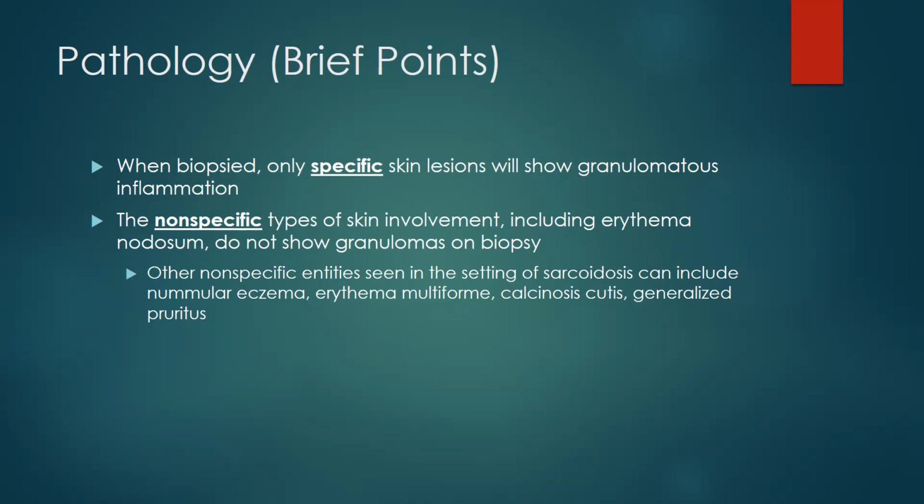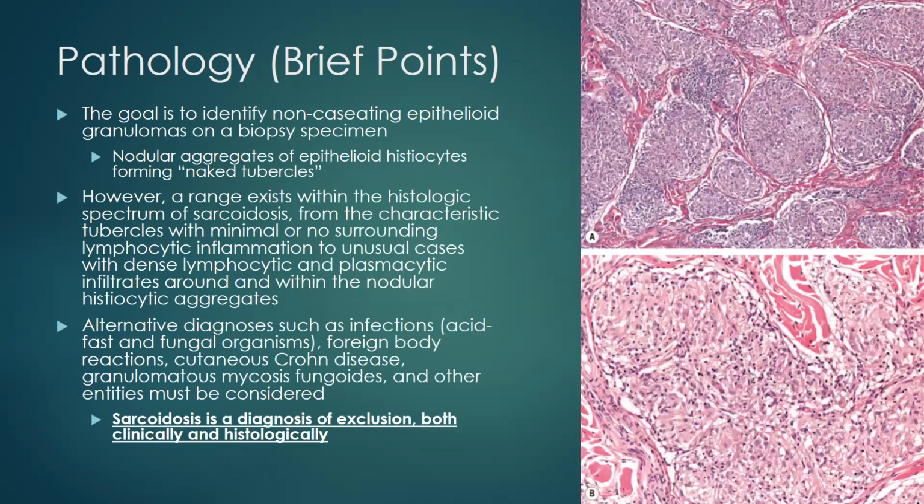You can get eczema, erythema multiforme, itching, things like that, which are all just non-specific. Now, the goal obviously is to identify these beautiful non-caseating epithelioid granulomas. They're called naked tubercles because if you look, the granulomas are super well circumscribed. And I know it's pretty hard to see, but in between the granulomas, there's not much inflammation at all. It's kind of just dermis with a couple cells here and there. And unless you've done a ton of pathology, that's probably not really making a lot of sense.